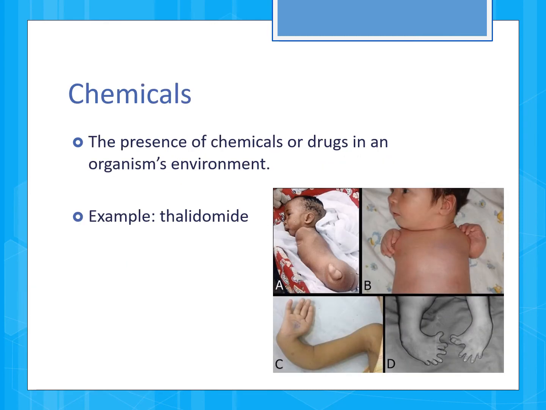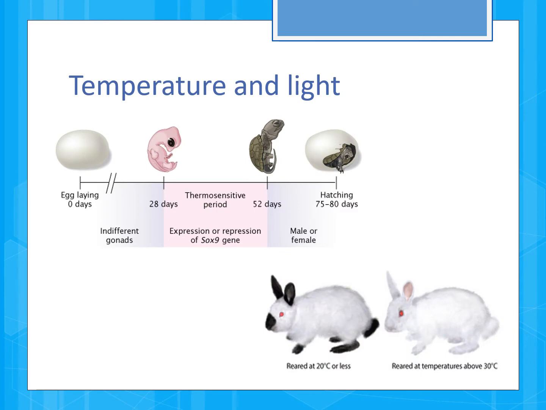Chemicals can also have an influence. We've looked in class in a lot of depth at thalidomide. Thalidomide was a drug that was prescribed for insomnia. It was used for nausea. It was used as an anti-anxiety medication, and what they didn't realize early on in its use was that if it was taken at a particular stage of pregnancy, it impacted the expression of genes involved in limb formation. So babies were born with severe physical disabilities because they weren't able to form normal limbs. So the presence of chemicals and drugs in the organism's environment can have a big impact on gene expression as well. Lastly are temperature and light.